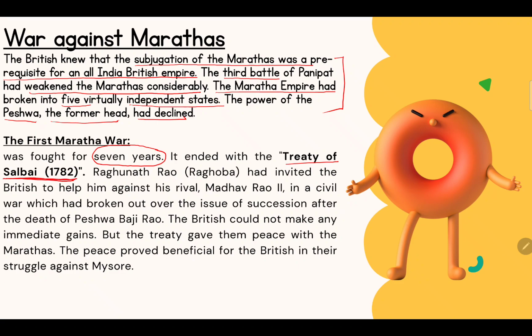In 1782, Raghunath Rao had invited the British to help against his rival Madhav Rao II in a civil war, which had broken out over the issues of succession after the death of Peshwa Bajirao. The British could not make any immediate gains, but the treaty gave them peace with the Marathas. The peace proved beneficial for the British in their struggle against Mysore.